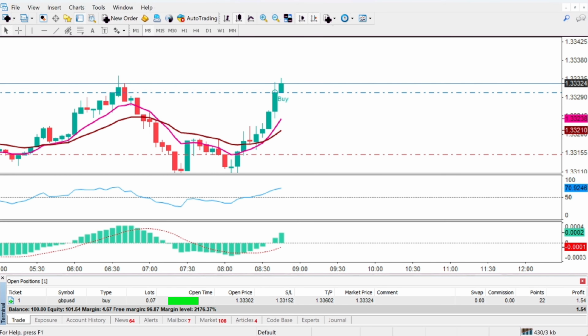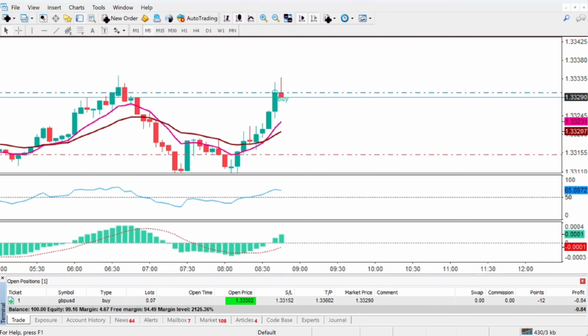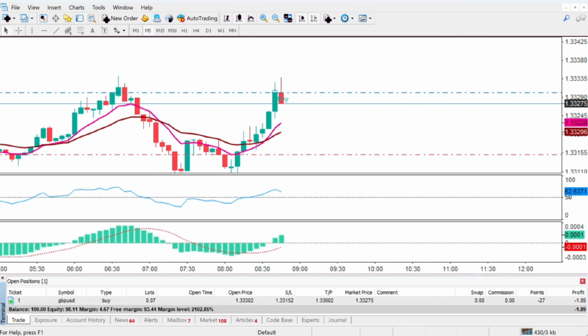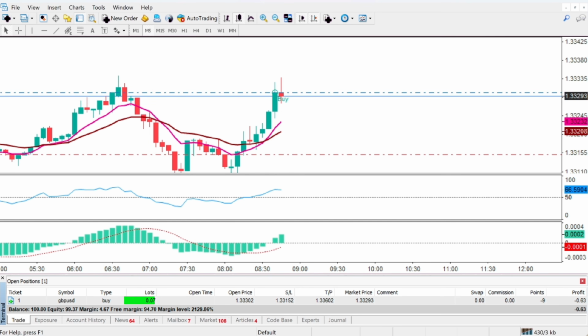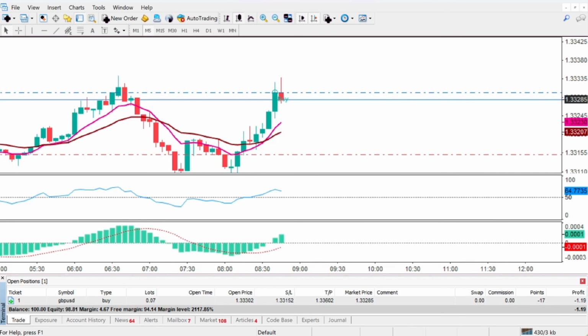I entered a buy at 1.33302, slapped the stop loss 15 pips below at 1.33152, and set the take profit 30 pips up at 1.33602. Classic 1 to 2 setup, nothing fancy. Lot size followed the 10% risk rule, and the account started at a clean $100.